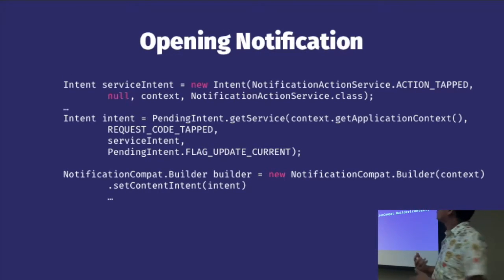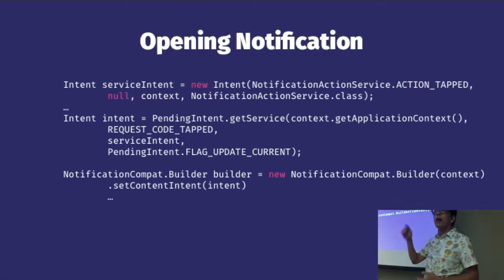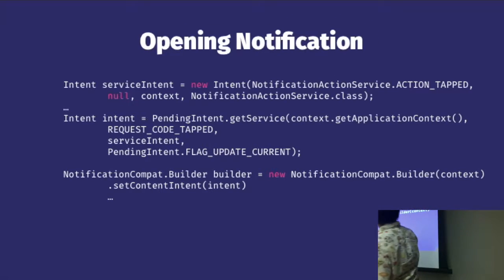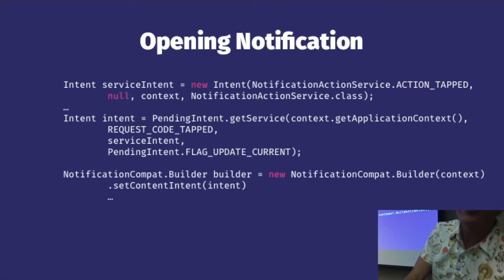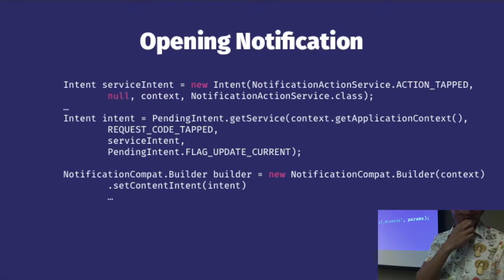For simplicity, I'm using the same action service to handle both the tapped case and the swiped to dismiss case. All that you would change is the action, and instead of setting it on the content intent in the notification builder, you would set it on the delete intent. That's the builder method that you call to say what happens when your notification is swiped away.